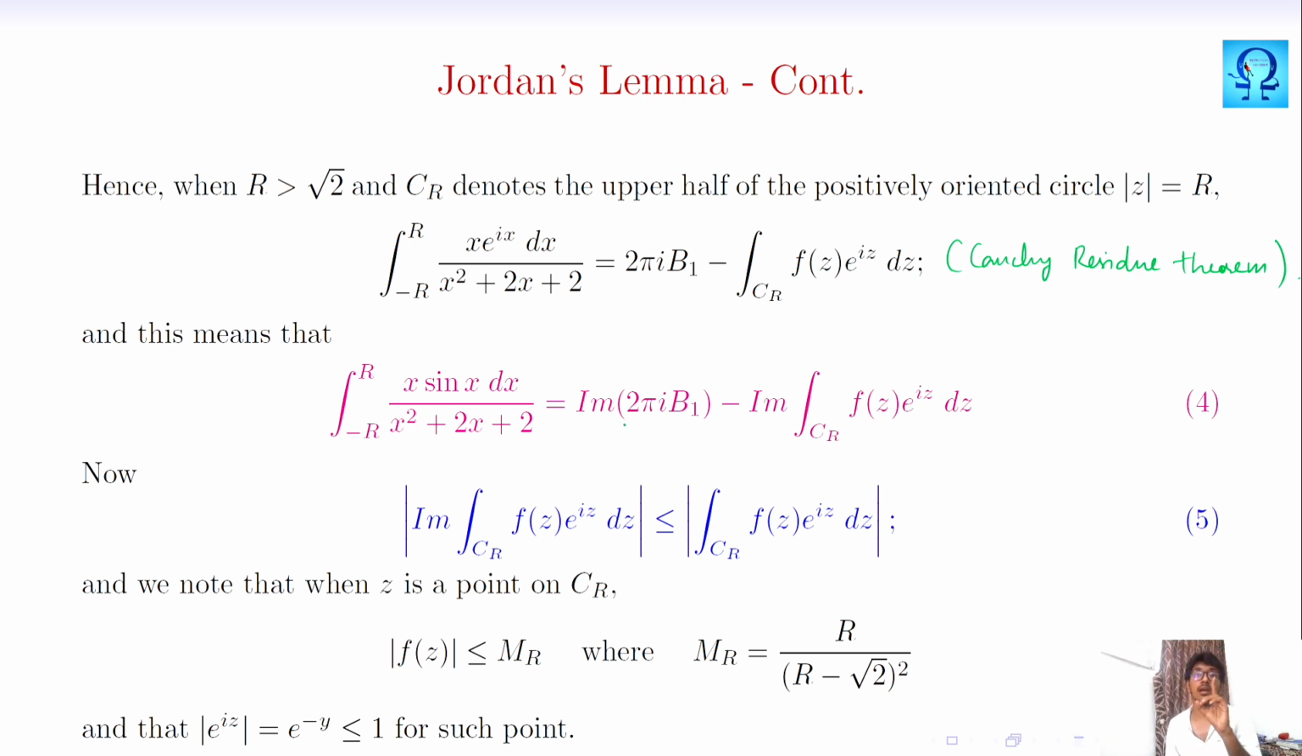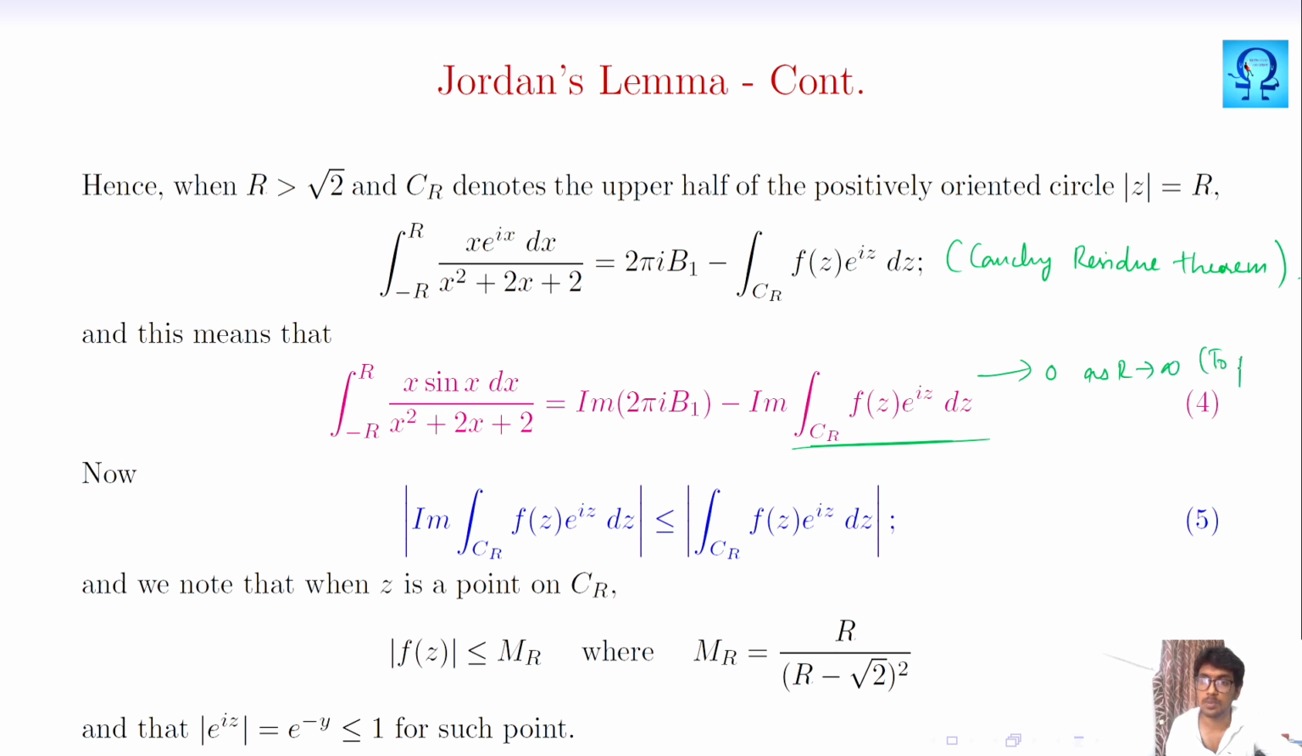After applying the Cauchy residue theorem, what should we do? We are interested in the integral of x sin x upon x squared plus 2x plus 2, which means we have to equate the imaginary parts here. When we equate the imaginary parts, this is what we have. Now what is left? We actually need the integral value of this quantity. In order to do it, we have to make sure that this goes to 0 as R approaches infinity.